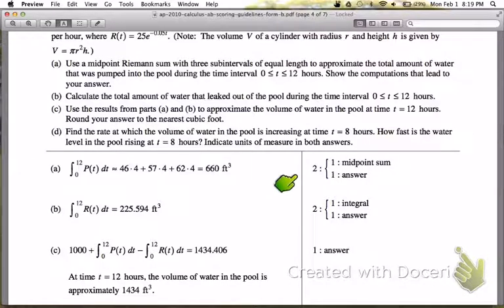We have 2 points, 2 points, and 1 point. That's not bad. If you can get those first three, that's already 5 points. So 5 out of 9 is not bad at all. And let's see if we can get some points, if not all of them, from part D as well. But usually when the first couple are easier, the last one definitely throws a bigger punch. So it says, find the rate at which the volume of water in the pool is increasing at time t equals 8 hours.